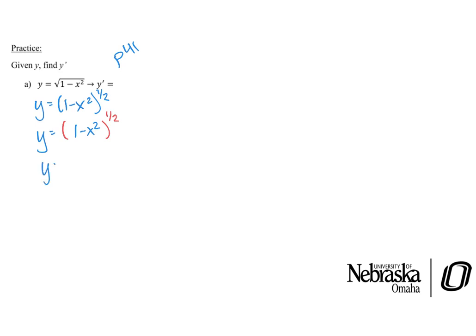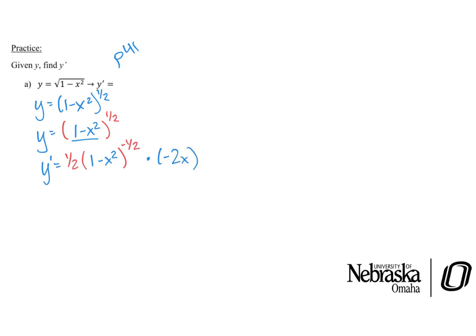Okay, so we first take the derivative of the outer function. So the 1/2 comes in front. We decrease the exponent by 1. And what's inside the function stays the same. And then we multiply by the derivative of the inner function. Okay, so we're multiplying by the derivative of 1 minus x squared. So the derivative of 1 is just 0. The derivative of negative x squared would be negative 2x.